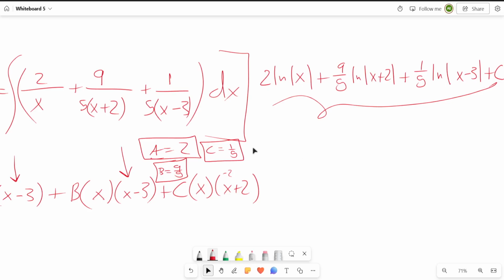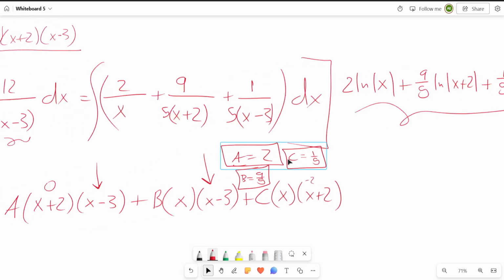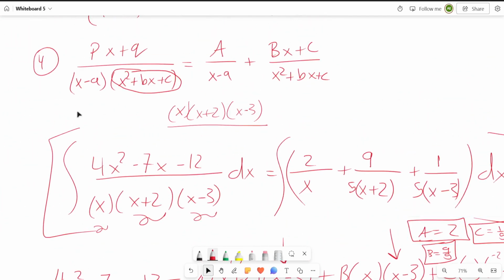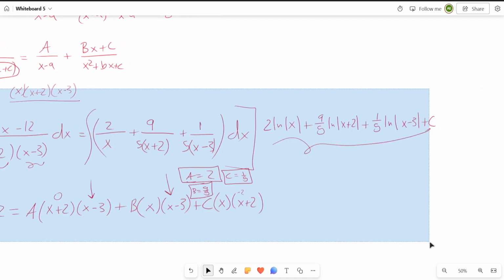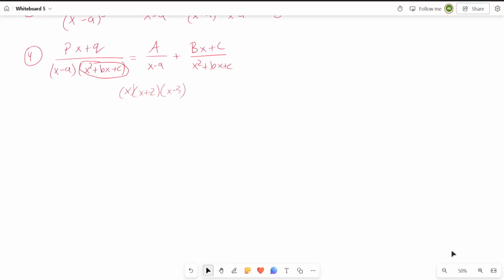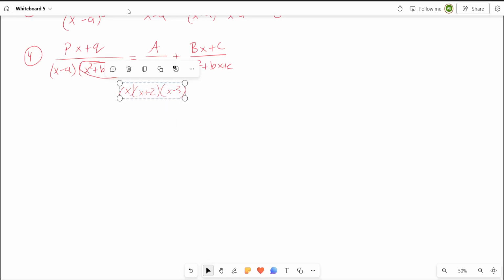Okay, let's take another example. Let's erase this example over here. Okay, let's take another integral. Let's just erase this. Okay, let's say we have an example that looks like this.